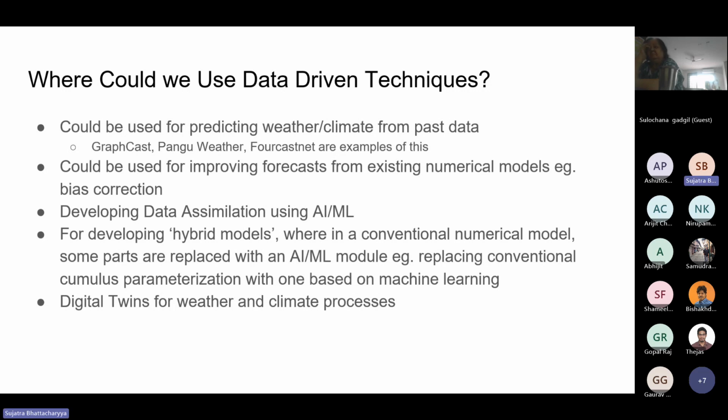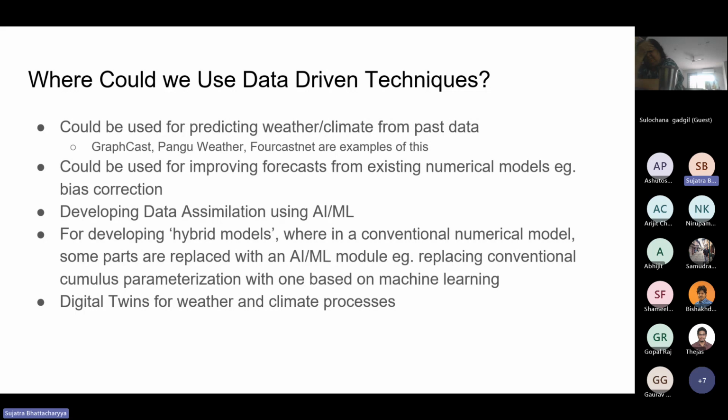The second one would be, as we discussed earlier, you could be using AI and ML for data simulation. Right now, we are purely dependent on conventional models to create data simulation. We could replace that with a purely AI/ML-based tool.